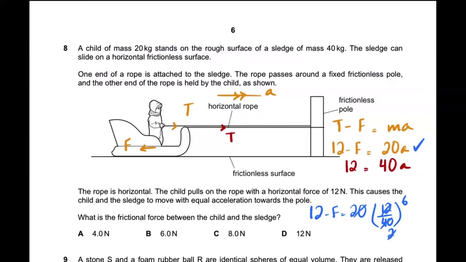Just a second. I think I may have made a mistake in the setup of these equations. Oh, yes. How can I forget? Apologies.